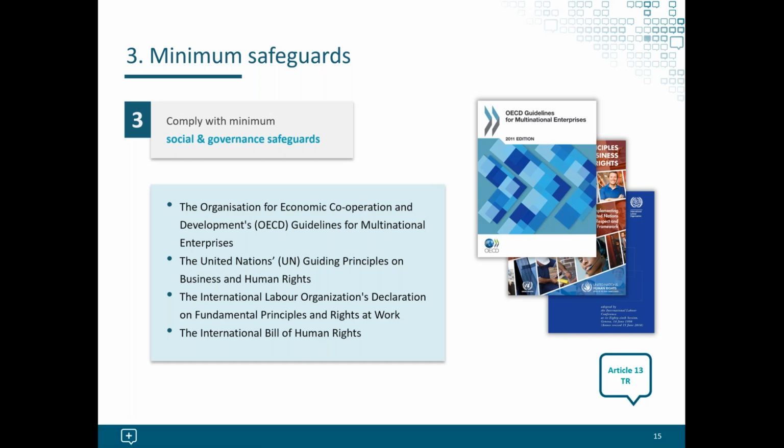So just to list some examples, under the OECD, companies should support and uphold good corporate governance principles. Under the ILO, companies should comply with anti-discrimination and equal remuneration conventions. And under the UN's Principle on Business and Human Rights and the Bill of Human Rights, companies should respect basic rights such as reasonable limitation of working hours and holiday pay.